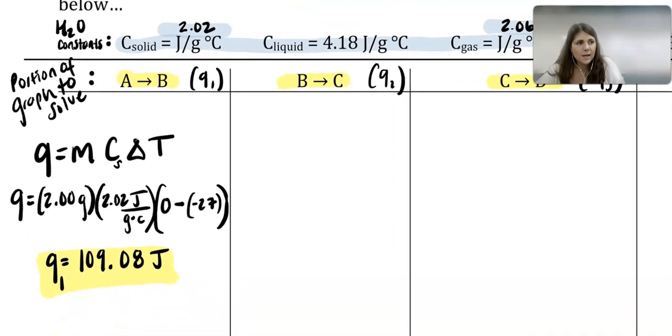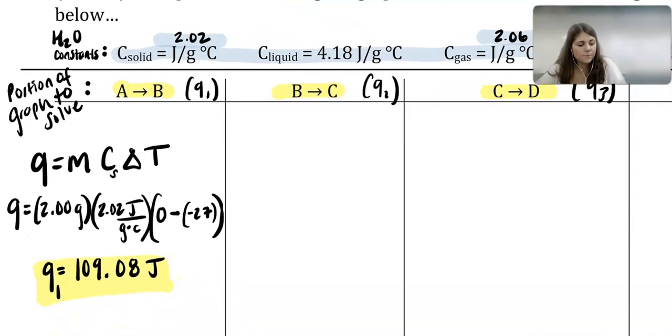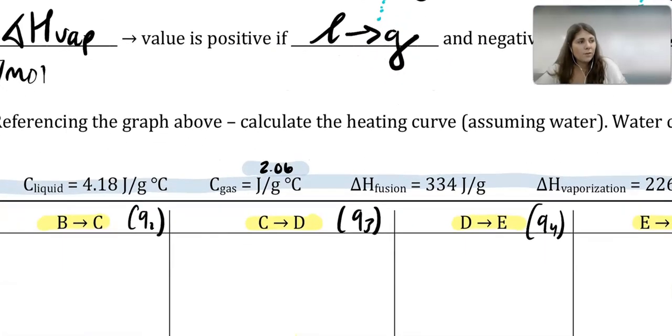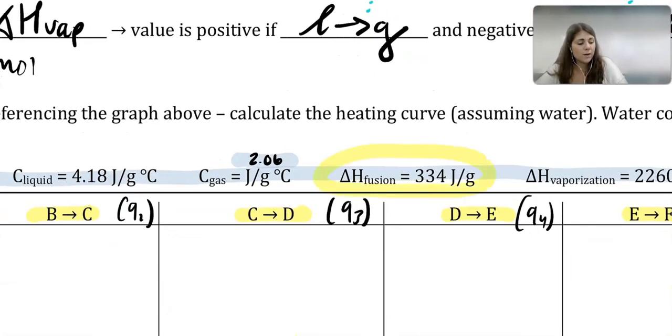All right, now let's move on to Q2. So I'm going to go back to the graph. We're going to be looking at this portion right here. Here we're going to be using Q equals M delta H. This is for a solid to liquid. So we need to make sure that we use the delta H of fusion, which for water will be 334, which is right here.